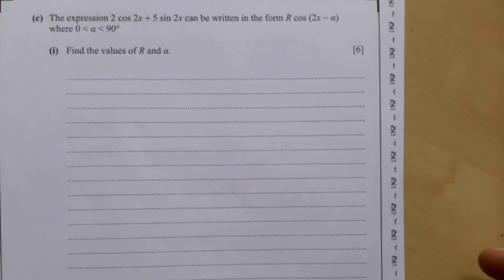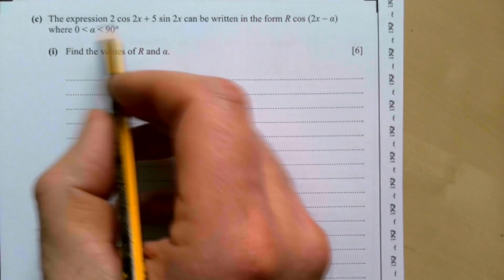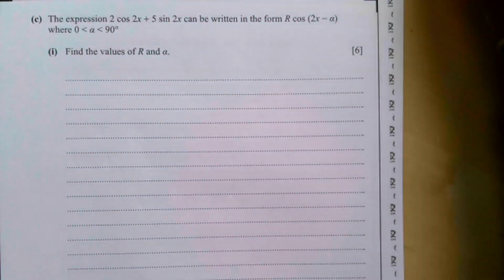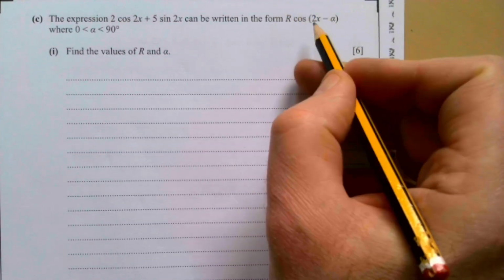Part C, the expression 2 cos 2x plus 5 sine 2x can be written in the form r cos(2x minus alpha), where alpha is between 0 and 90. Find the values of r and alpha. So we want to expand this out.